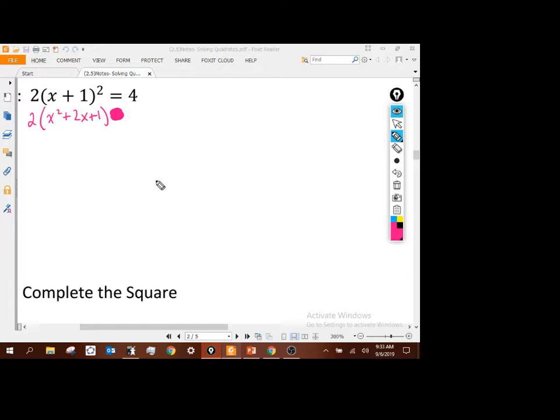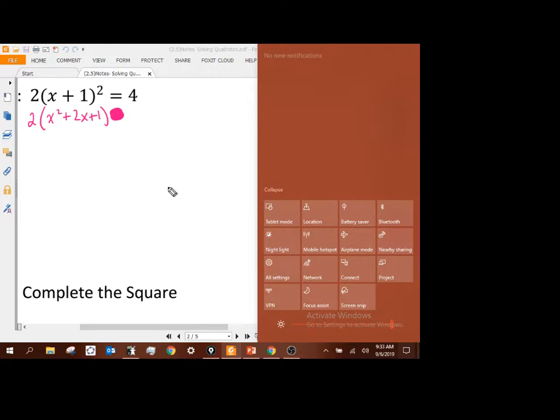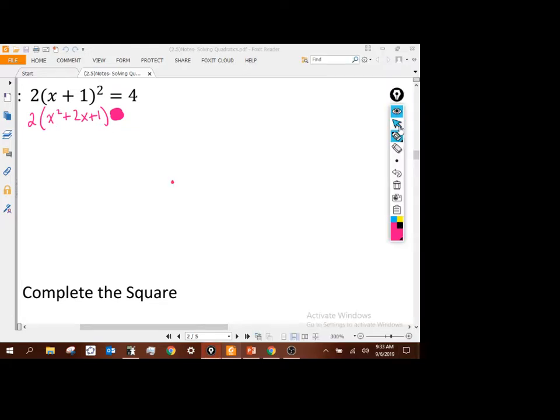I don't know why that thing keeps going to... I don't know what's going on. I don't know why the size of this thing keeps changing.